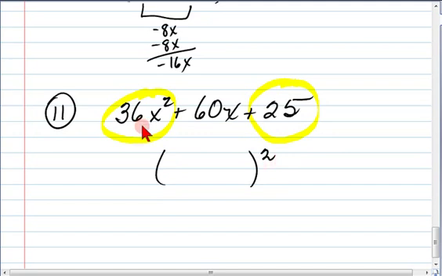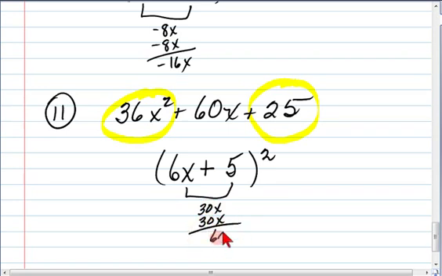What's the square root of 36x squared? 6x. What sign do I write down? And what's the square root of 25? Now, I need to check the middle term. Multiply those for 30x, double it for 60x.